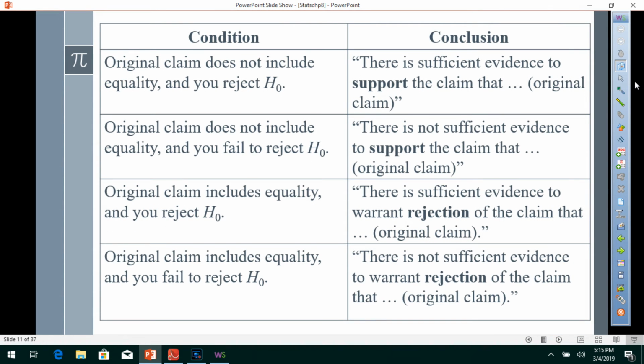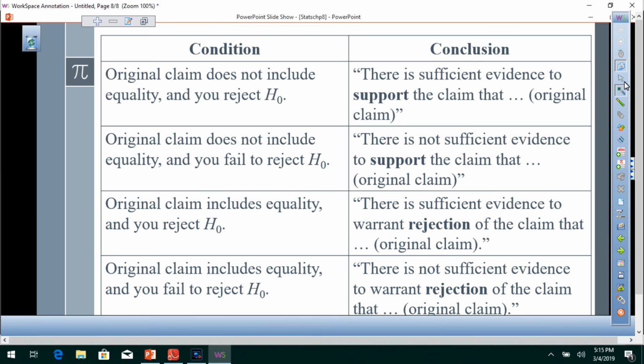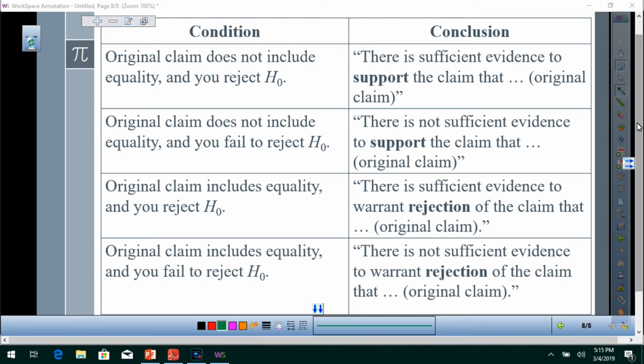Here's some guidance that may help you writing some of your stuff. Condition: original claim does not include inequality, and you reject the null hypothesis. There is sufficient evidence to support the claim that, and then whatever the original claim was. Original claim does not include inequality, and you fail to reject the null hypothesis. There is not sufficient evidence to support the claim that, and then whatever the original claim was.